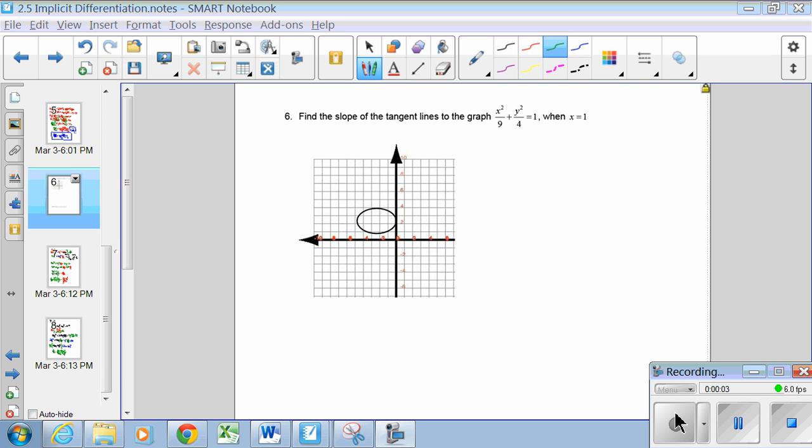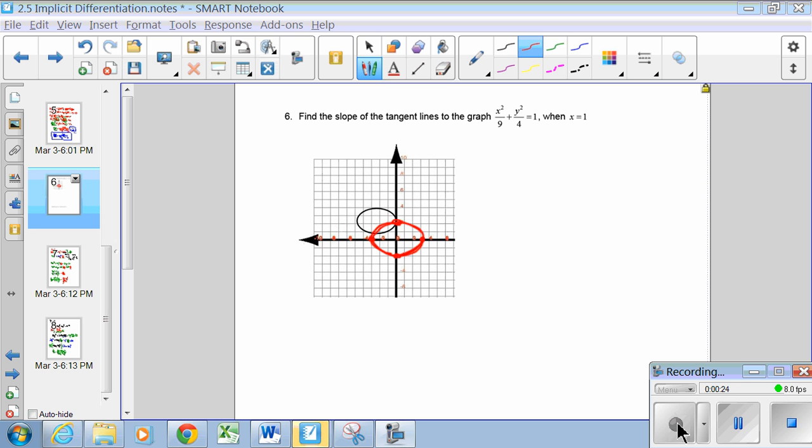This is from the implicit derivatives differentiation lesson, example number 6. The first thing you're going to notice on the smartboard example is that the ellipse did not copy properly from what you have on your sheet. So let me just re-sketch this, and then we'll start.